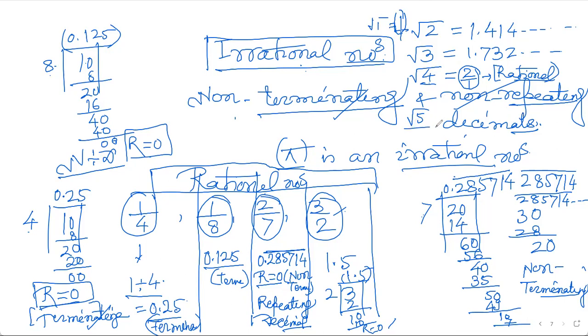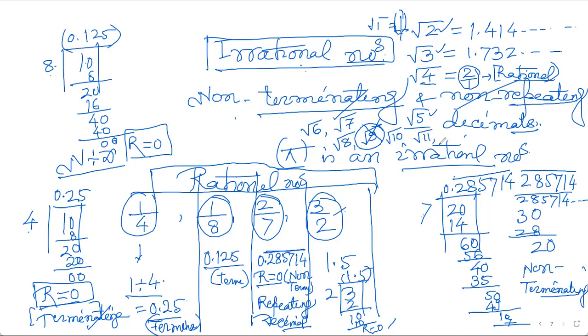So root 5 is again irrational. So root 2, root 3, root 5, even root 6 do not come out of the square root. Root 7, root 8 as well. Root 9 is not irrational because it gives 3, and 3 is rational, so it is not an irrational number. And root 10 is again irrational. Root 11 is irrational.